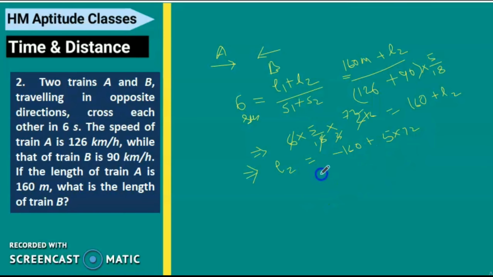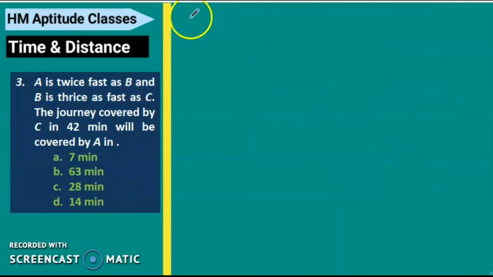So 72 into 5 is equal to 360. So we can write here minus 160 plus 360. So the result is 200. So L2 is equal to 200 meter. That is, the length of train B is 200 meter.